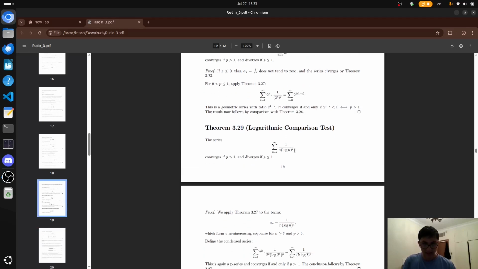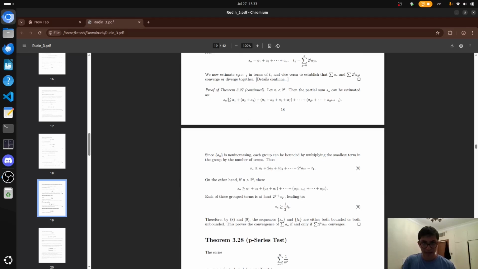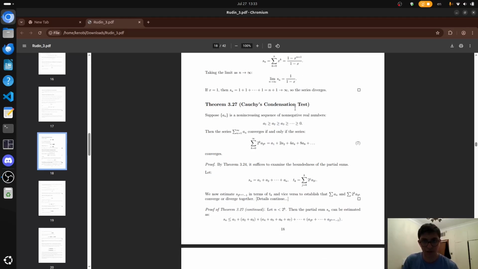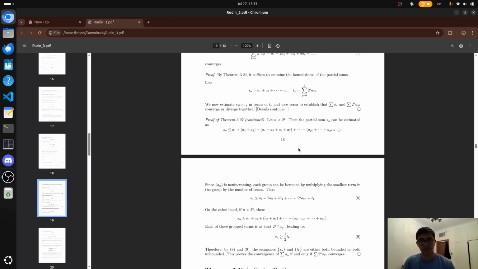And we use the same condensation test. Like I explained, you can take any groupings. Instead of taking groupings of 2^k, you can take groupings of 3^k, 4^k, etc., and you have the generalized Cauchy theorem. That's what the Cauchy condensation test is, basically.